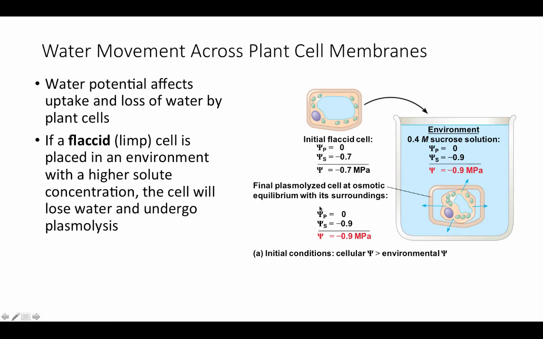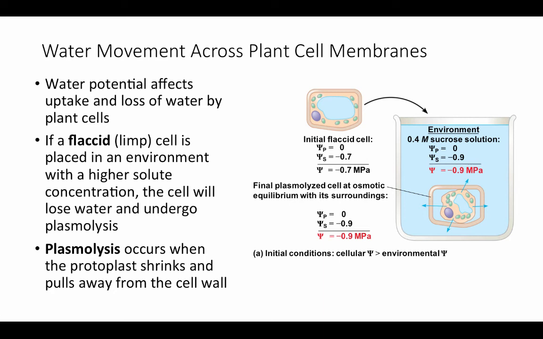When the cell membrane actually shrinks away from the cell wall, remember we refer to this as plasmolyzed. The process is called plasmolysis. Equilibrium will occur when the total water potential outside the cell equals the total water potential inside the cell, and that will happen when enough water has left the cell so that the solute potential inside has reached negative 0.9, equal to the outside of the cell. So plasmolysis, remember, occurs when the protoplast shrinks and pulls away from the cell wall. We say that that cell is plasmolyzed.